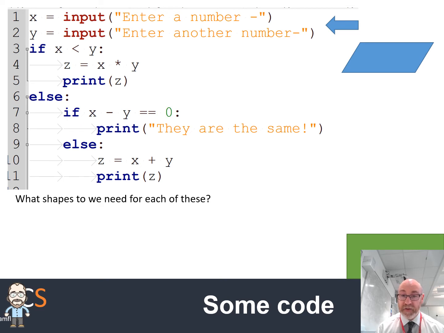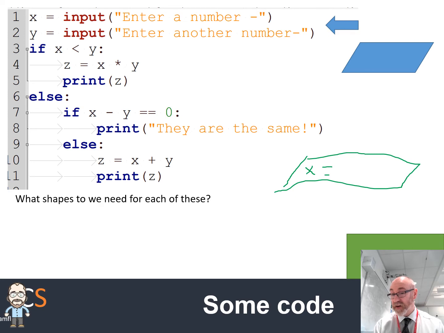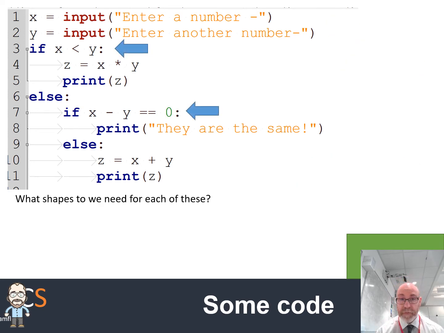When I'm actually drawing it out, I'll draw my parallelogram, and then inside it, I'd write x equals input, and I'd write out the command again inside the parallelogram. That just shows you understand what the shape is, and also makes sure that you've got the right code in there. So I've got a parallelogram for this one, and a parallelogram for this one. So I'm going to have 2 parallelograms, and there's going to be a line between them because they're in sequence, in order. And now I've got an if statement, so that is going to be the diamond shape.